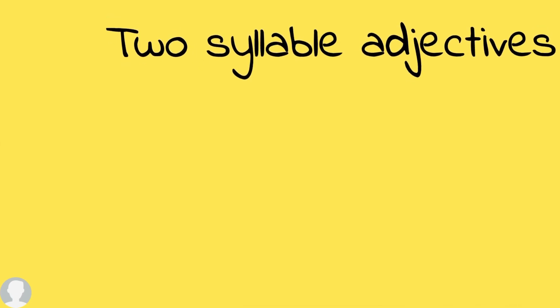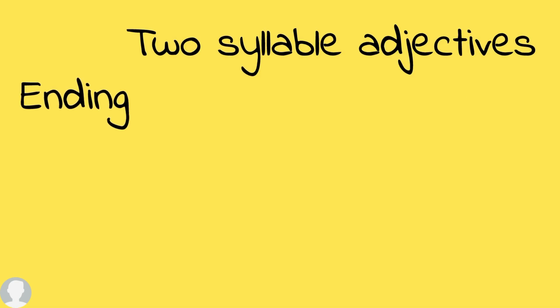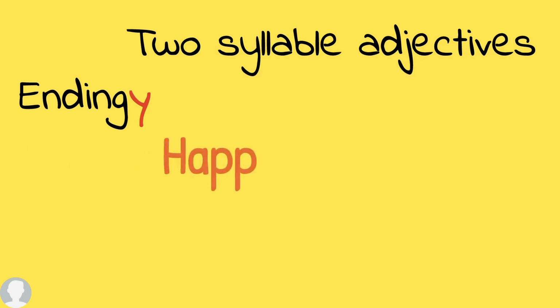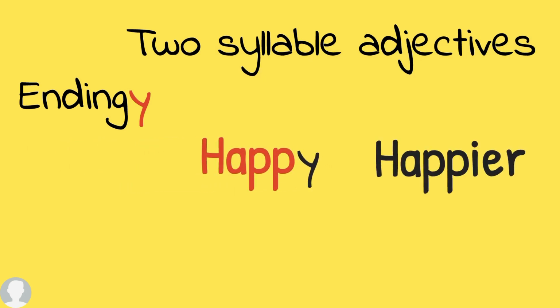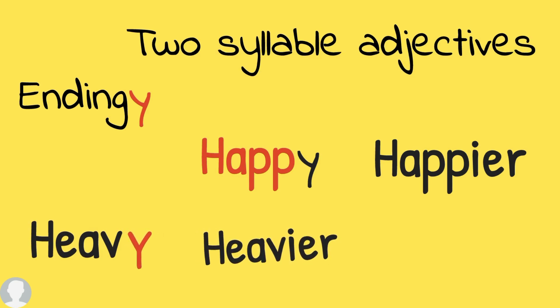For two-syllable adjectives ending in the letter Y, we remove the letter Y and add the letter I before the ending. For example, happy becomes happier. So, as you can see, we replaced the letter Y with the letter I and added the ending -er, and heavy becomes heavier.